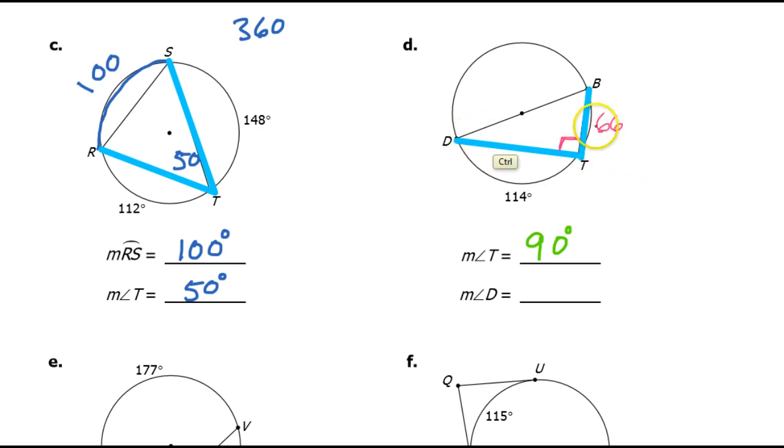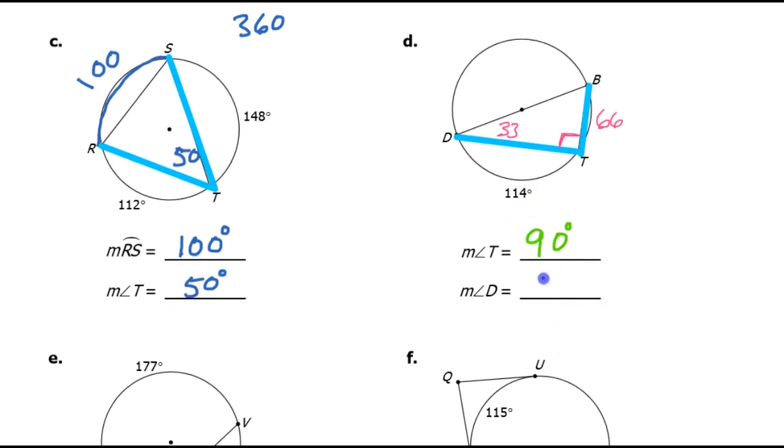And then D is just half of 66, so that should be 33. All right, does that make sense, Charlie? All right, Charlie, you're still not off the hook, though. Yeah. Okay.